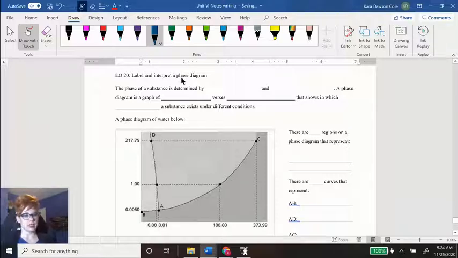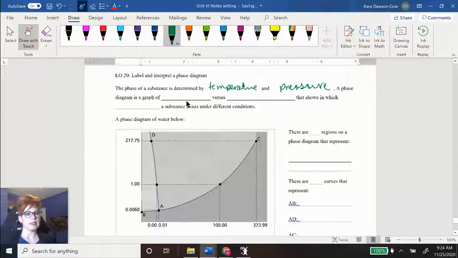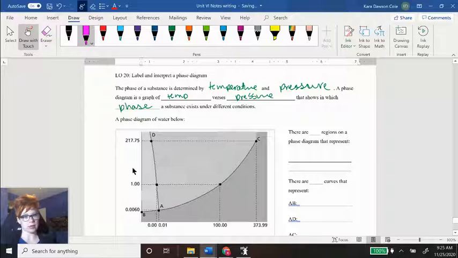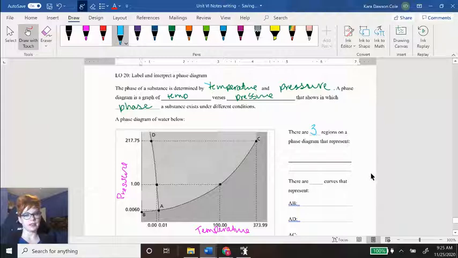So the phase of a substance is determined by the temperature and pressure. A phase diagram is a graph of temperature versus pressure that shows in which phase a substance exists under the different conditions. So, the phase diagram for water. The way that this is set up is that you have pressure on the y-axis and temperature on the x-axis. Now, there are 3 regions on a phase diagram that represent solid, liquid, and gas.